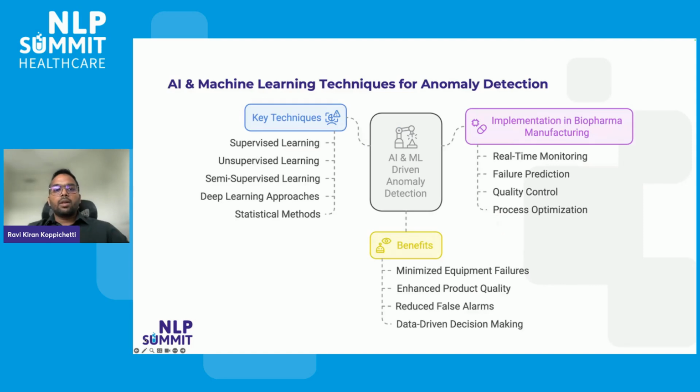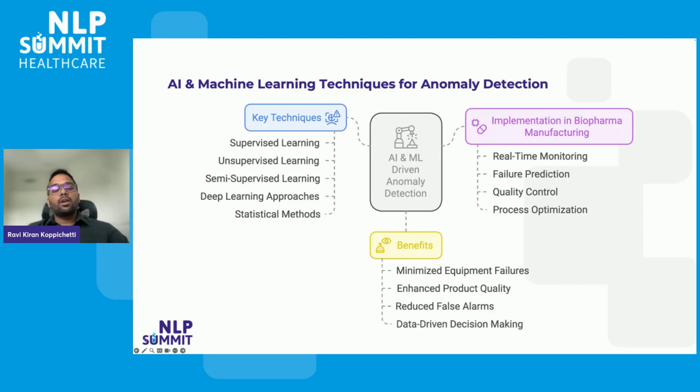In the next slide, we're going to talk about AI and machine learning techniques for anomaly detection. Anomaly detection using AI and machine learning is essential for ensuring the reliability of biopharma manufacturing processes. Traditional monitoring methods often struggle with the complexity of industrial data, making AI based solutions valuable for uncovering hidden patterns and even subtle deviations, I would say.